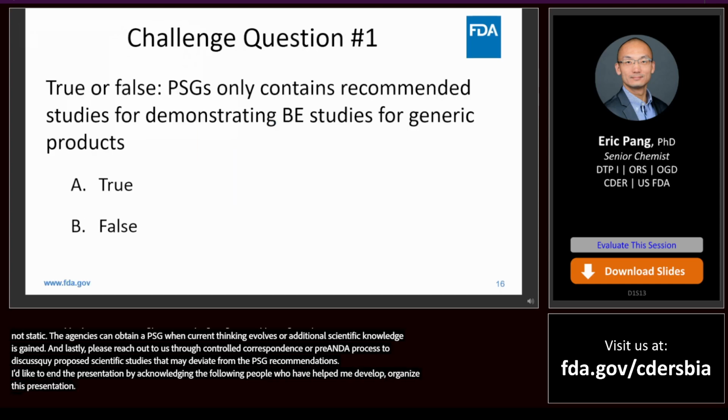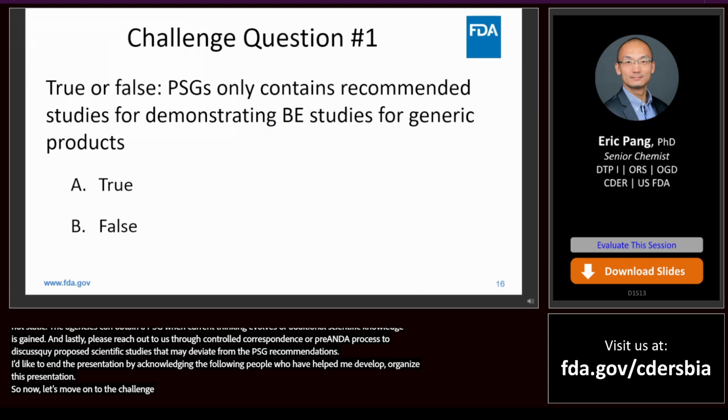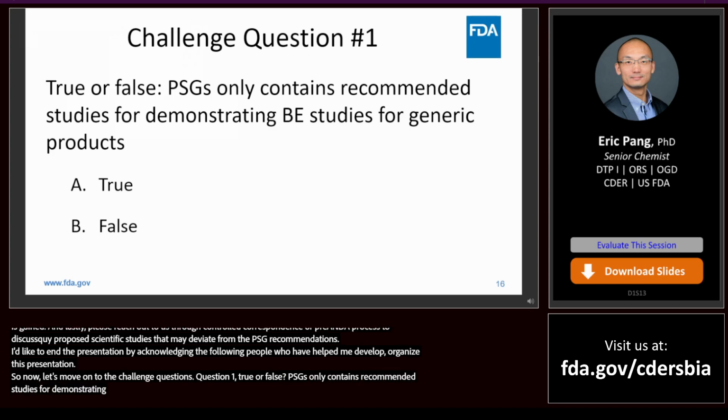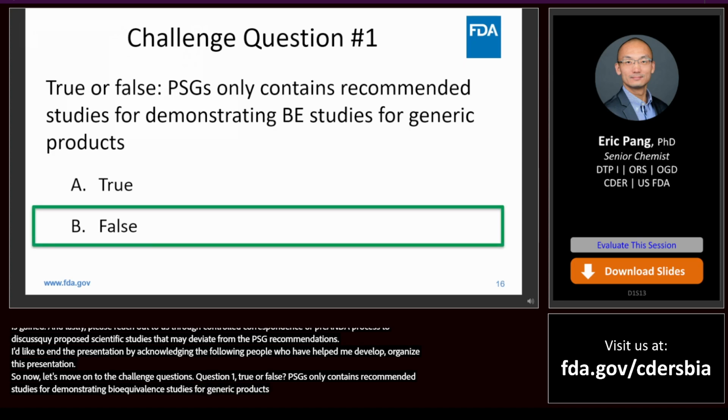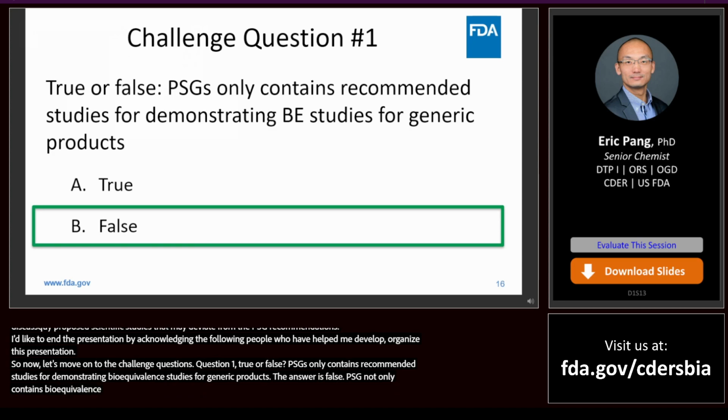So now let's move on to the challenge questions. Question 1, true or false: PSG only contains recommended studies for demonstrating bioequivalence for generic products. The answer is false. PSG not only contains bioequivalence studies, but other studies as well, to demonstrate not just bioequivalence, but also therapeutic equivalence of a generic product.